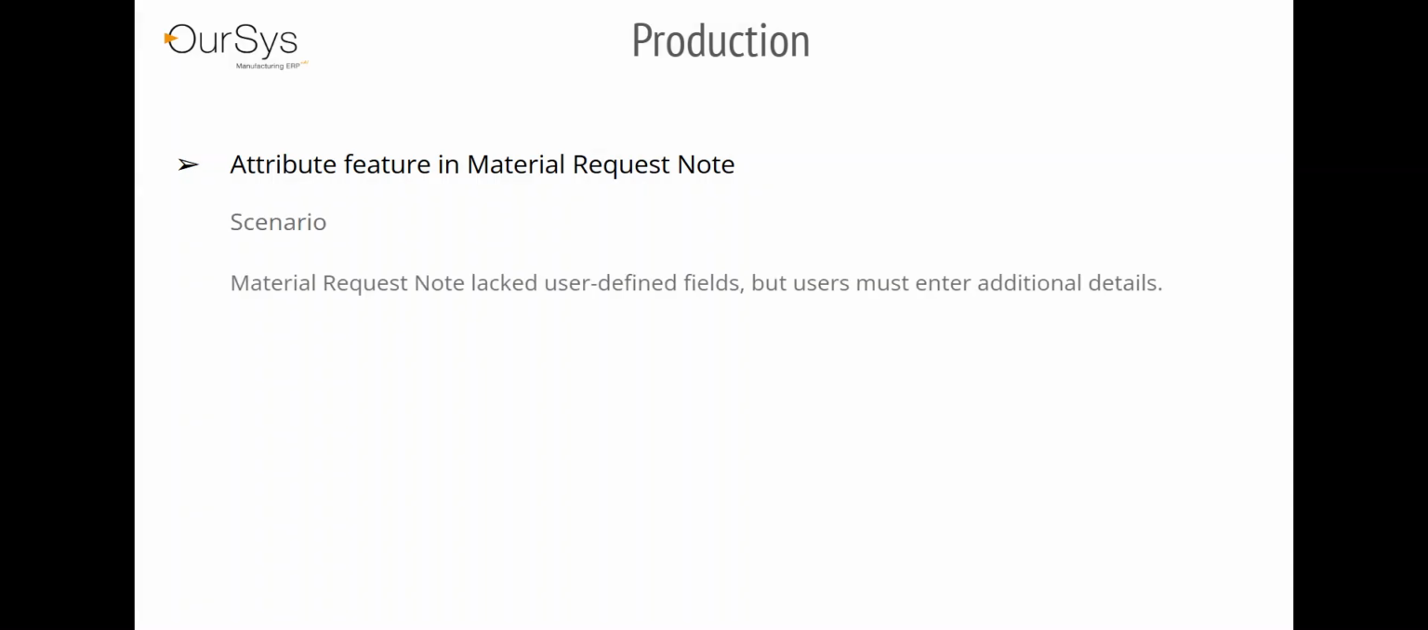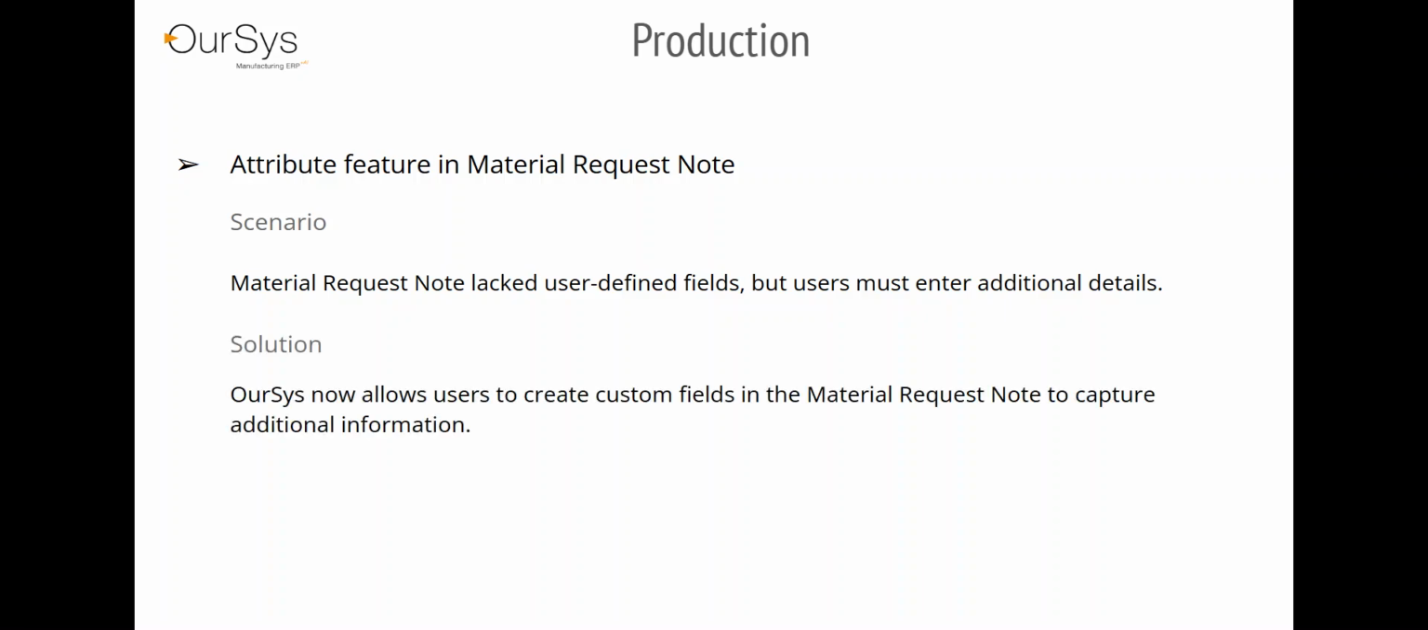Attribute feature in material request note. There were no user-defined fields in our material request note feature. So if anyone wanted to put some additional information in the material request note on why they are requesting some material, it was difficult to store that information. Now we have given provision to add additional fields in your material request note where users can update or store important information related to that request.